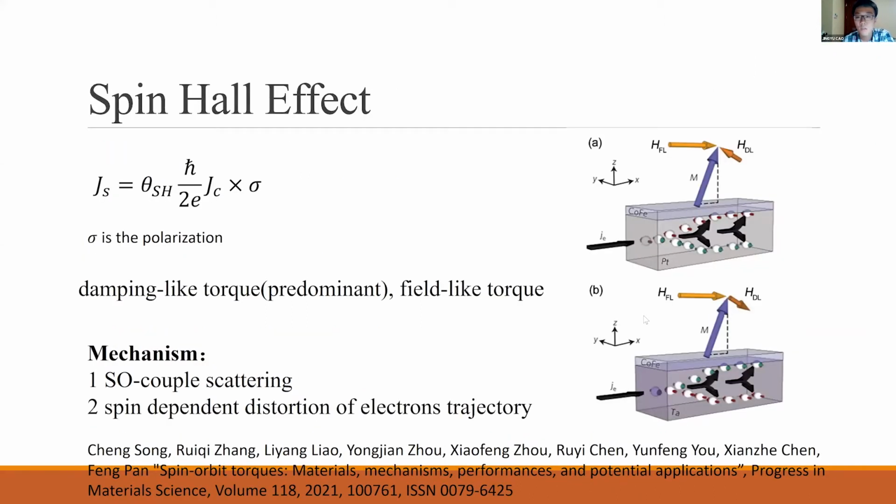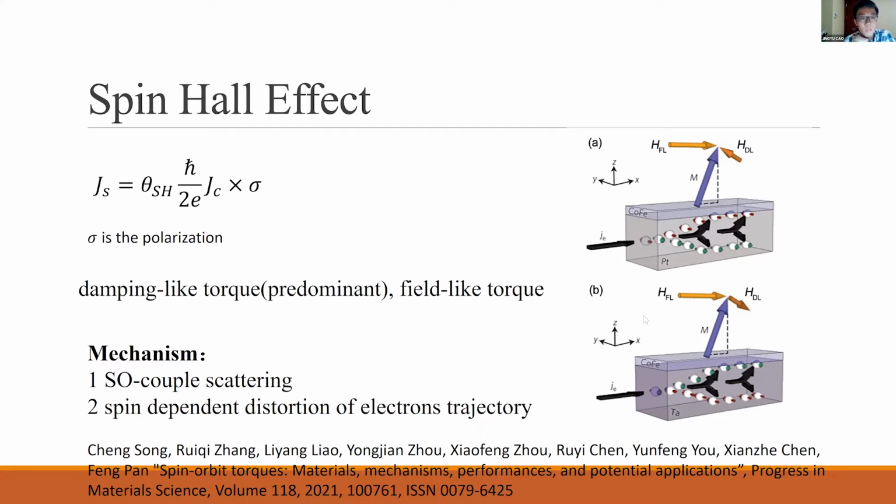The first one is the spin Hall effect. It is a transport phenomenon. When a current goes through a ferromagnetic material, the opposing surface boundaries will have spins of opposite sign. In the classic Hall effect, the charges of opposite sign accumulate on boundaries. It is similar to the spin Hall effect. So the relation between the spin current and the charge current is given in the first equation, where theta SH is the spin Hall angle and sigma is the polarization. This equation shows the relation between the spin current density and the charge current density.